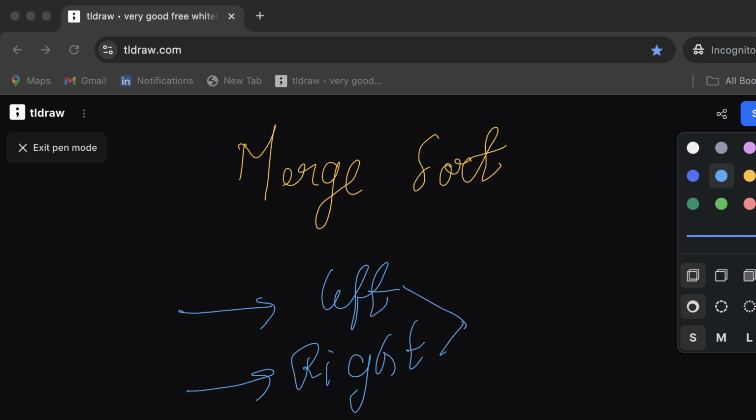So first we divide the array into two halves and then we merge it into one, right? So that merging is going to take linear time, because we are going to visit all the elements again.